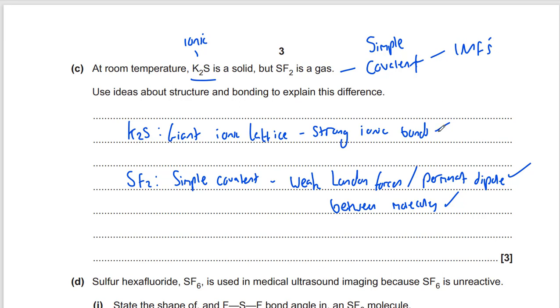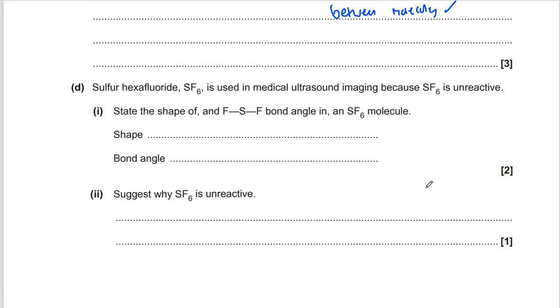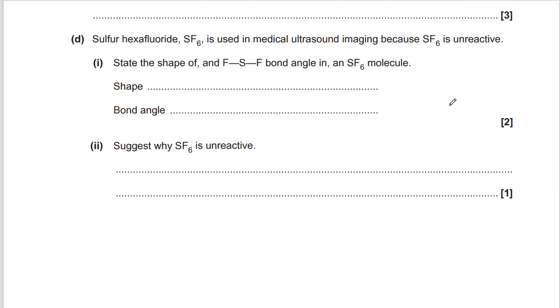You can say strong ionic bonds between ions if you want to be fully differentiating here, but you don't need that to get the mark. So very, very nice straightforward question here. It's just asking you to basically state that they're ionic and covalent, and the ionic bonds are stronger than weak intermolecular forces, and just naming the forces and saying what they're between. Right, so sulfur hexafluoride is unreactive, a bit of preamble that's not really essential here. State the shape of and bond angle in SF6.